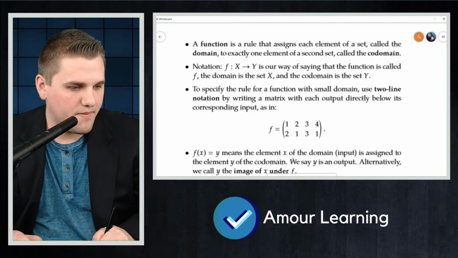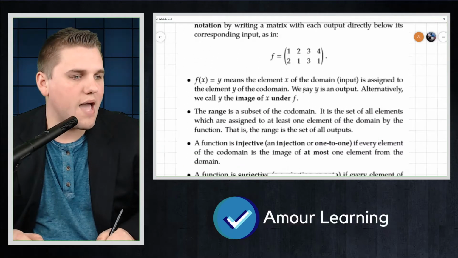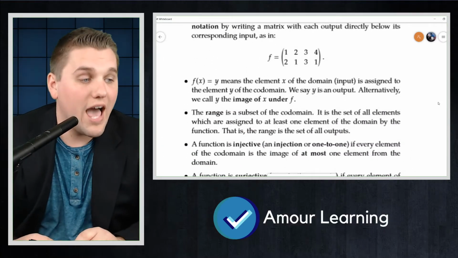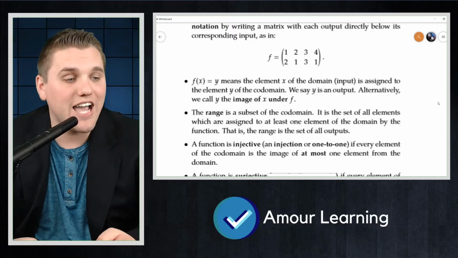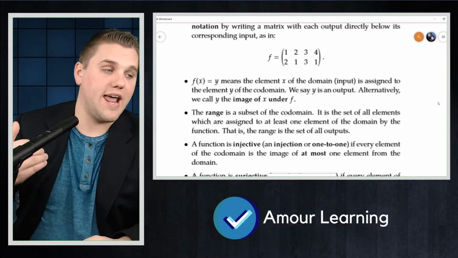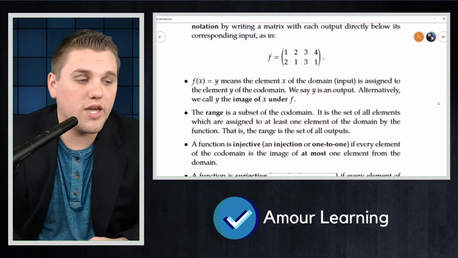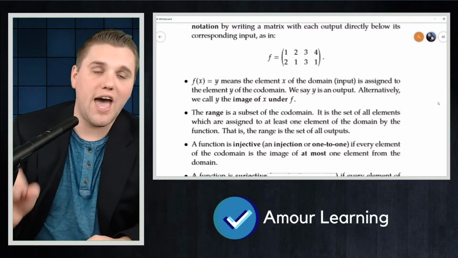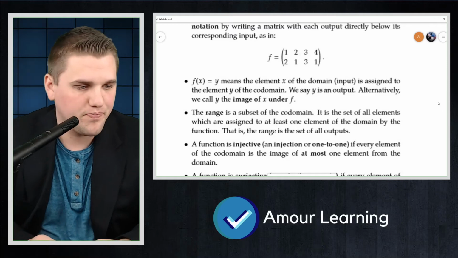All right, next up, f(x) = y means that the element x of the domain is assigned to the element y of the codomain. We say that y is an output. Alternatively, we can call y the image of x under f.